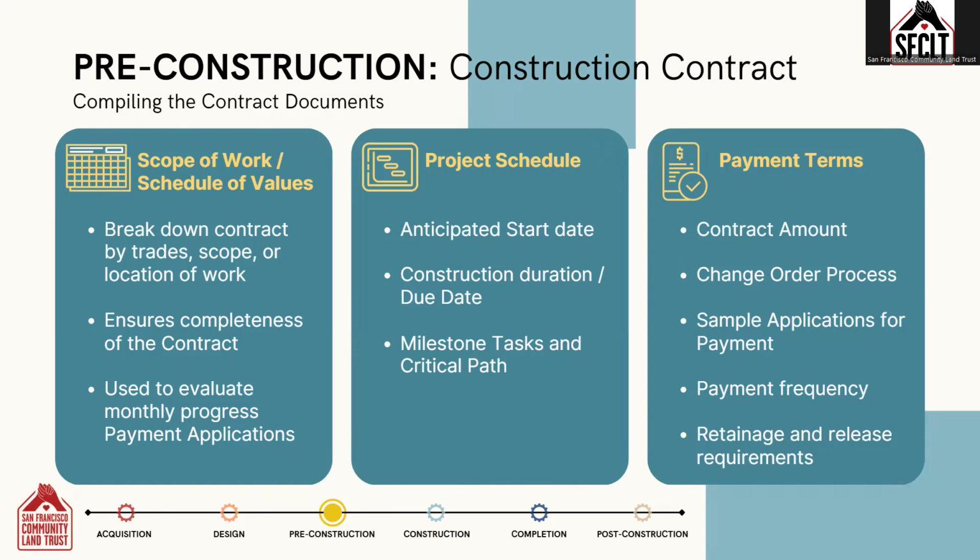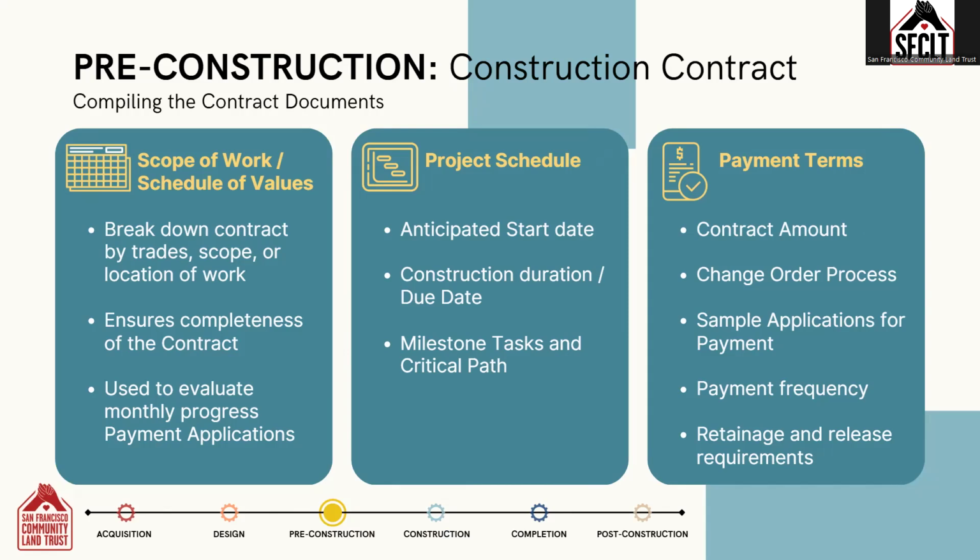The first stage is to prepare the construction contract. The CM compiles the documents that form the construction contract and sends the draft to the lender for review and approval. The construction contract typically contains the following: It typically has a detailed scope of work, often in the form of a schedule of values. This is a chart that breaks out the scope of work into line items by trade, scope, or by location. This breakdown helps ensure that the contract includes all work necessary to complete the project.